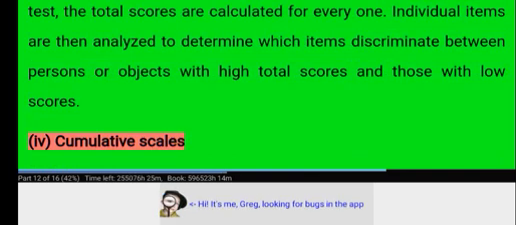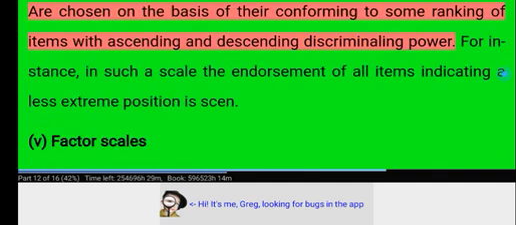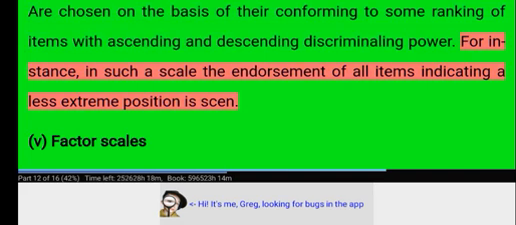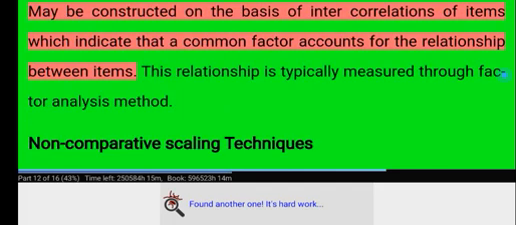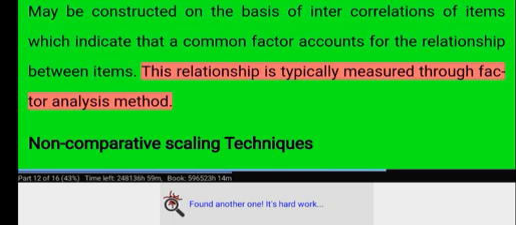IV. Cumulative scales. Items are chosen on the basis of their conforming to some ranking of items with ascending and descending discriminating power. For instance, in such a scale the endorsement of all items indicating a less extreme position is seen. V. Factor scales. These may be constructed on the basis of intercorrelations of items which indicate that a common factor accounts for the relationship between items. This relationship is typically measured through the factor analysis method.